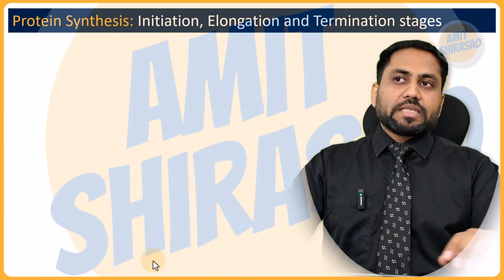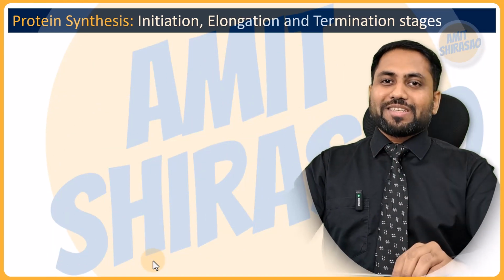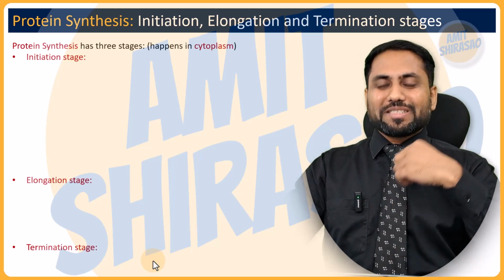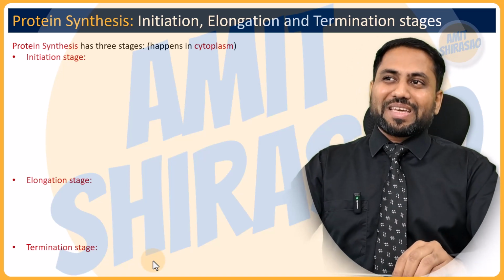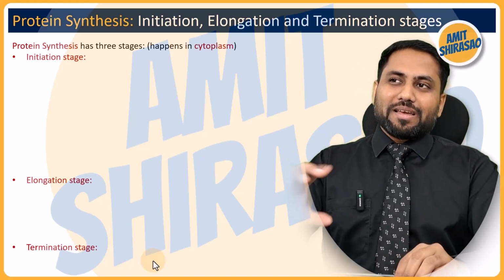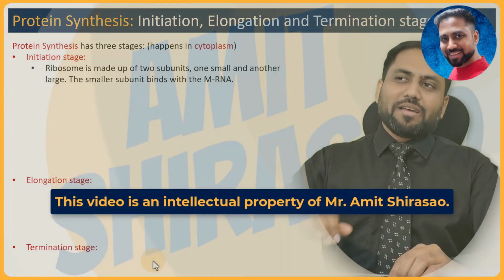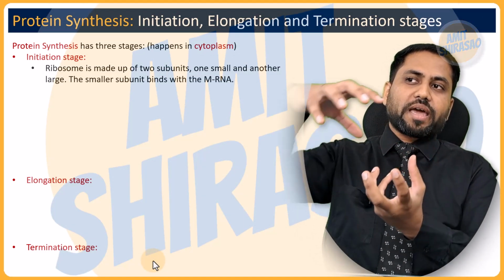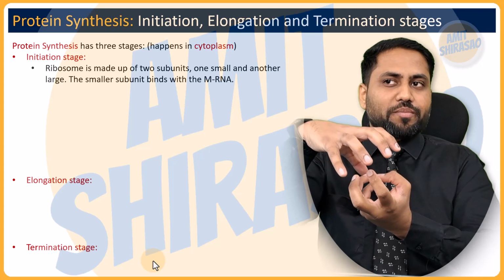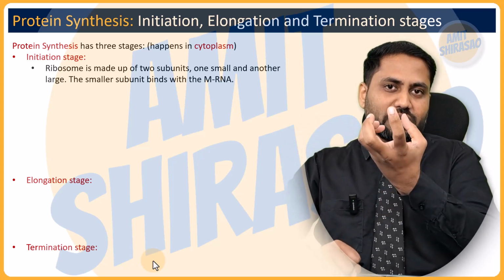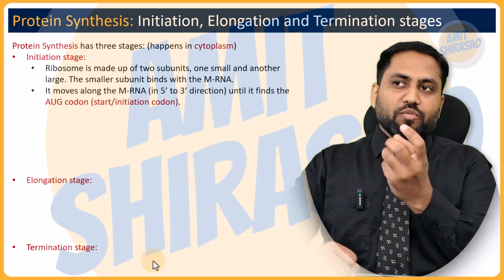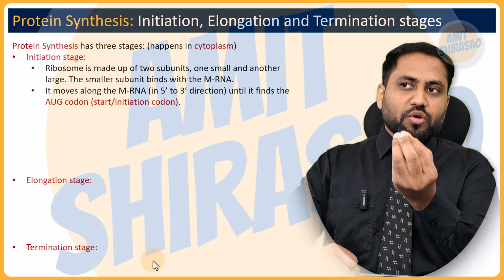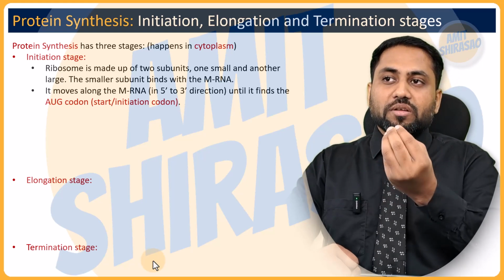Protein synthesis: initiation, elongation, termination stages. Now this is particularly for NEET students. This is not for 10th standard students, but still, it's good if you understand it. Okay. Protein synthesis happens in 3 stages: initiation stage, elongation stage, termination stage. Initiation stage means a ribosome is made up of two subunits, smaller and another large. The smaller subunit binds with the mRNA. Got the idea? First the smaller one will bind with the mRNA. It moves along the mRNA from 5 prime to 3 prime until it finds the AUG codon, also called a start codon or initiation codon.